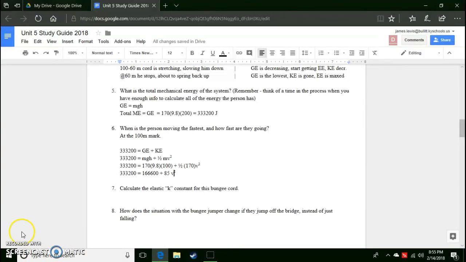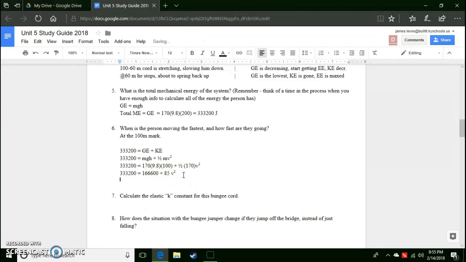So as usual with our algebra, you always want to do the opposite of everything that's there in order to get the letter v, in this case, by itself. So we're going to do everything backwards. So far we have 166,600 plus. So I'm going to do the opposite of that. I'm going to subtract it to the other side.